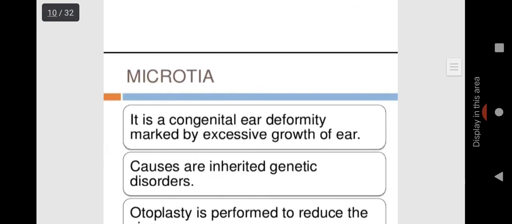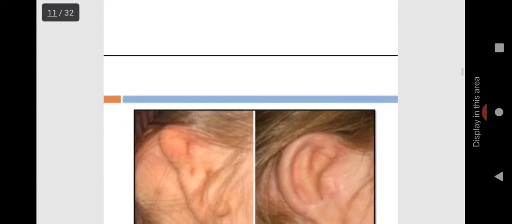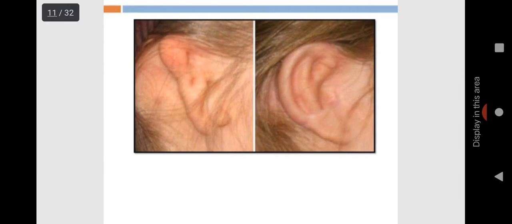Then next we will move to another one, that is microtia. It is a congenital ear deformity marked by excessive growth of the ear. So anotia is the absence, and this is a congenital ear deformity marked by excessive growth of the ear; the size of the ear is increased. Causes are an inherited genetic disorder, and the treatment is otoplasty, or repair of the ear, performed to reduce the size. You can see in the picture the size is increased compared to the normal size.